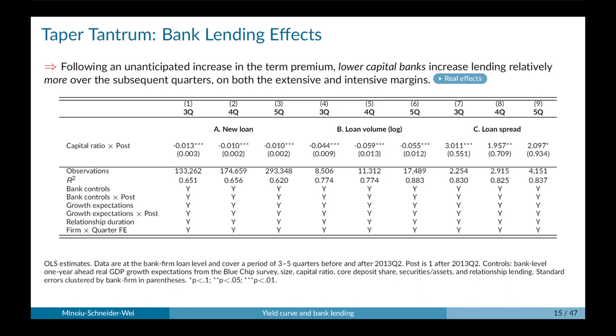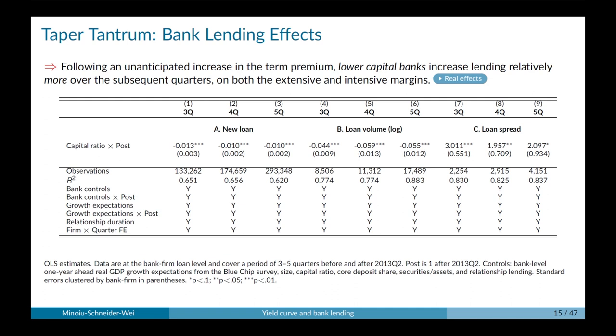So the results speak pretty consistently, or they corroborate the differential implications of the model in regards to the differential effects of bank leverage. The negative coefficients in the first three columns tell us that more leveraged banks reacted more: they increased lending even more than less leveraged banks after the taper tantrum compared to before. Similarly, they also decreased loan spreads more than other banks. So we have strong evidence of differential effects by initial leverage.